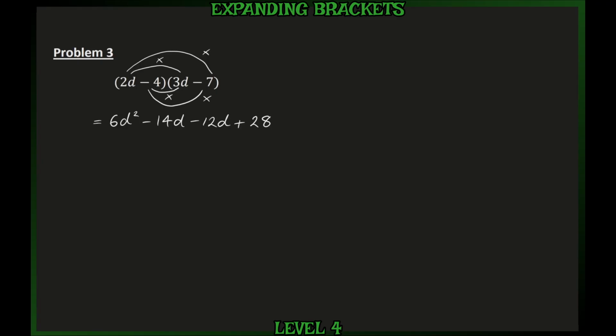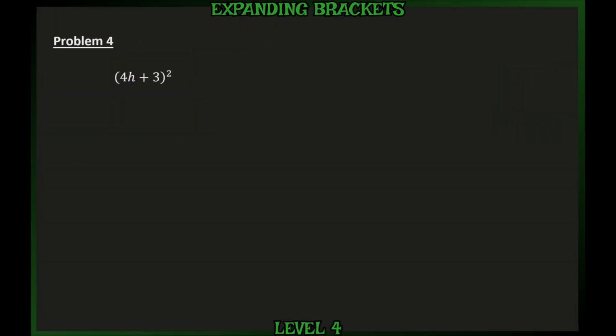Now that we've expanded, we can simplify by collecting together the minus 14d and the minus 12d, which are the only like terms from here. So we have 6d squared, minus 14d minus 12d is minus 26d, and we have a plus 28 on the end. So 6d squared minus 26d plus 28 is our final answer to problem 3.